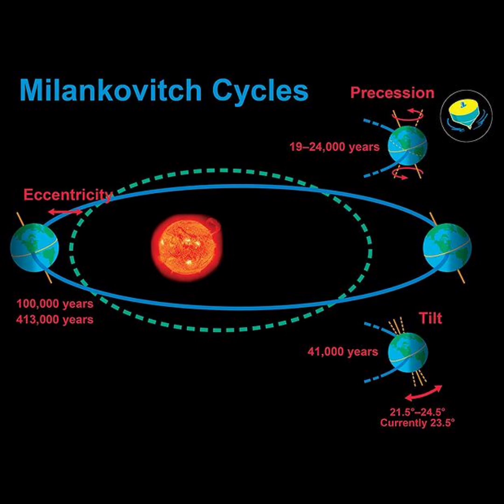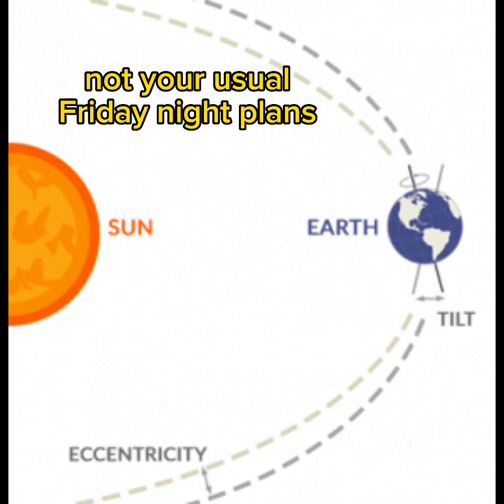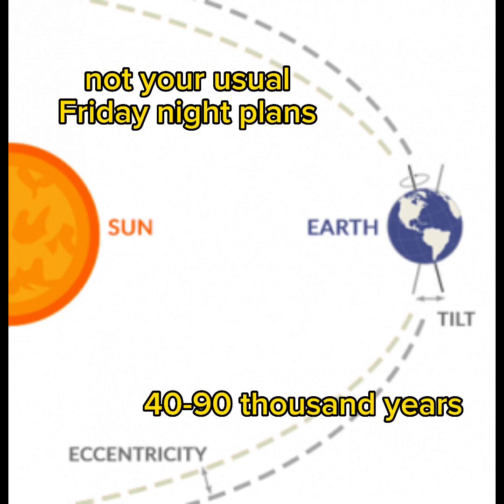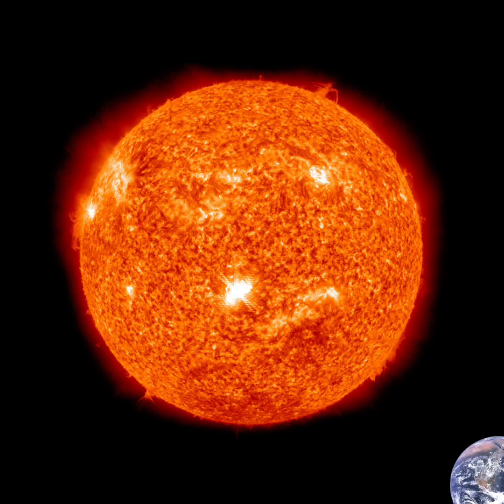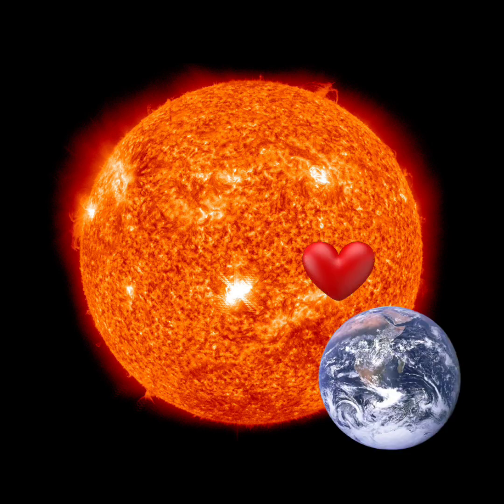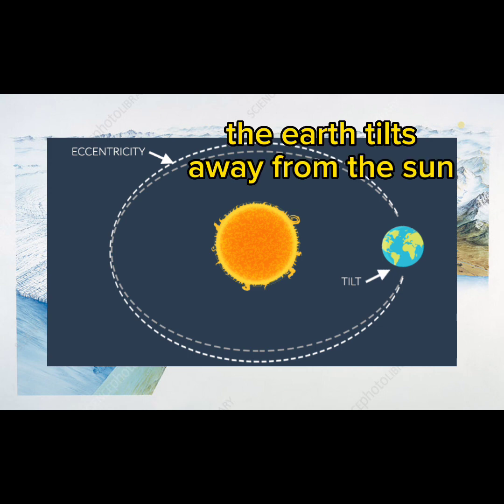They are actually part of the Milankovitch cycles. These cycles occur every 40 to 90,000 years. It's when the Earth's usual rotational axis changes. So the Earth might start to rotate further away from the Sun or closer to the Sun. When an ice age occurs, the Earth rotates slightly further away from the Sun. This results in a heavier ice buildup.